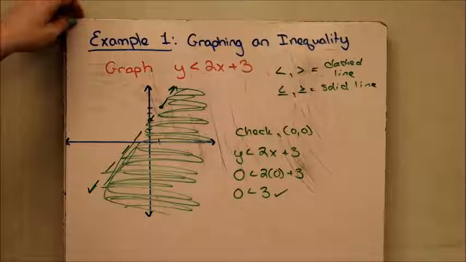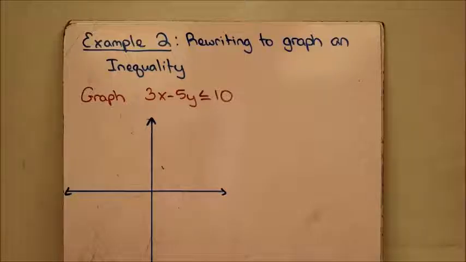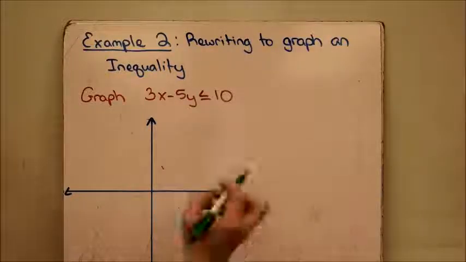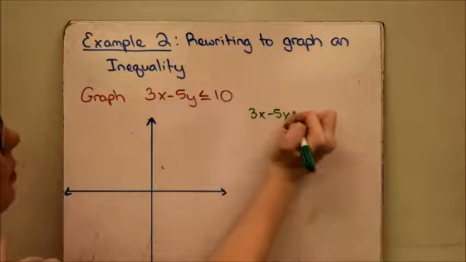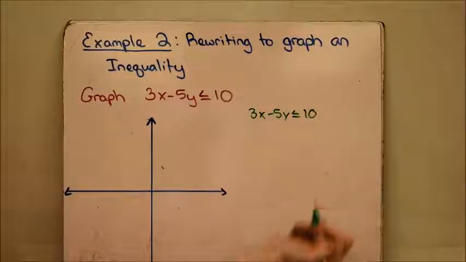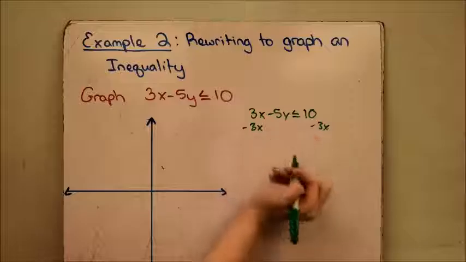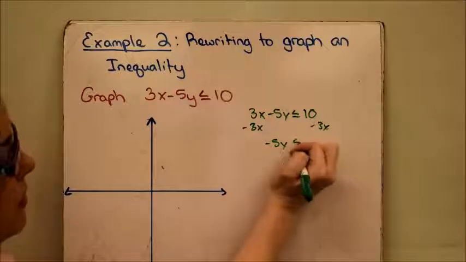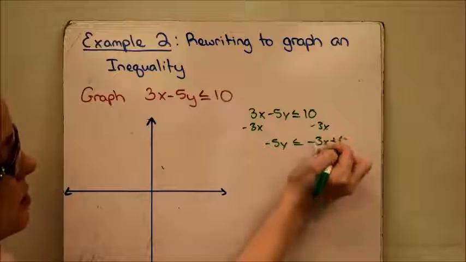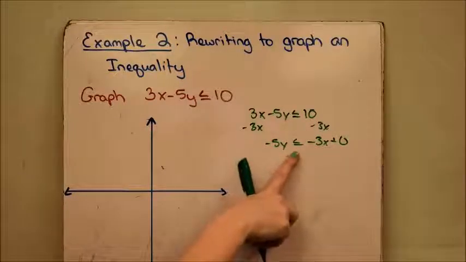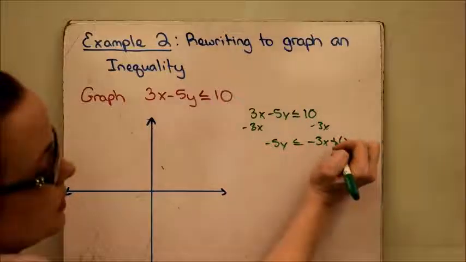Okay, let's move on to our last example for this one. Rewriting to graph an inequality. This looks more like standard form when we're talking about linear equations, but we're going to rewrite it to look like y equals mx plus b. There might be a few rules about inequalities that you have to remember from last semester. Let's try and rewrite this. We're going to subtract 3x from both sides because we're trying to get the term with y by itself. So we're left with negative 5y less than or equal to negative 3x plus 10.